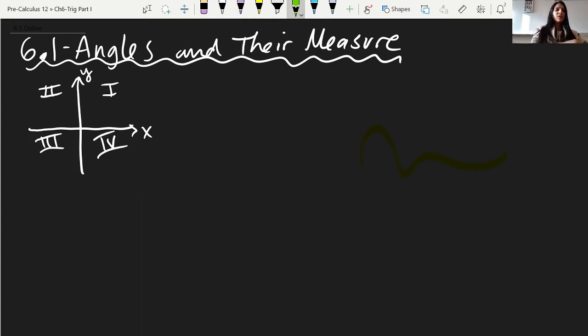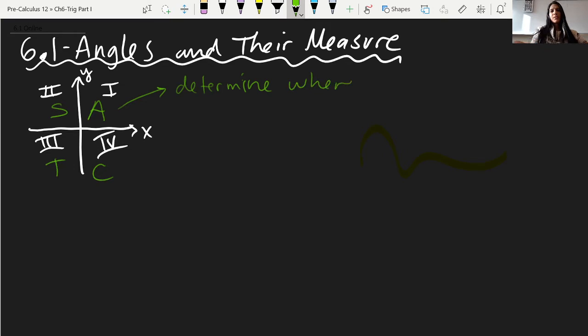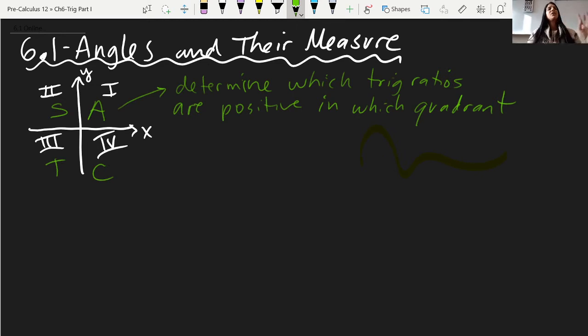The other thing about this is you may remember this, all students take calculus, and basically what we use that for is to determine which angles, which trig ratios are positive in which quadrant. So just to quickly brush up, for example, all in the first quadrant means like sine, cosine, and tangent. They would all be positive in quadrant 1. When we move to quadrant 2 over here, only sine would be positive.